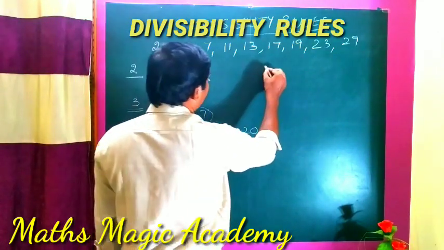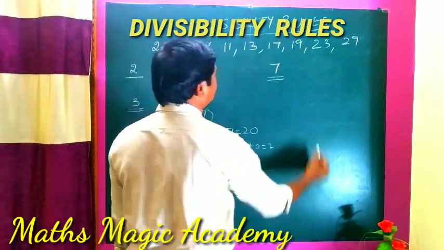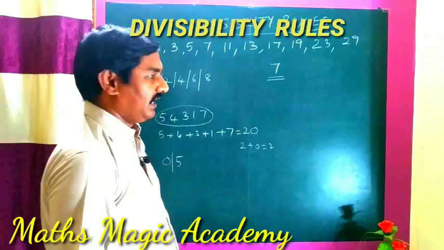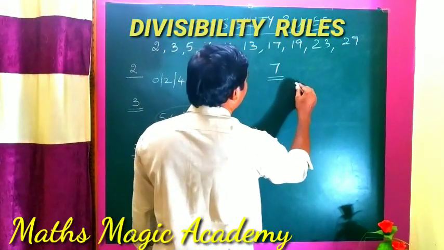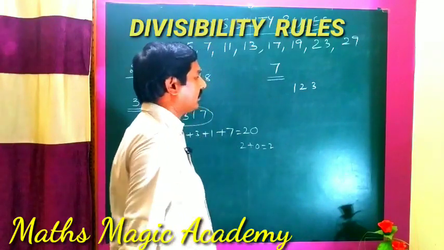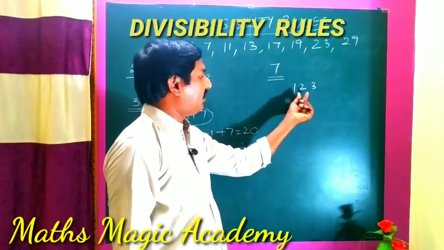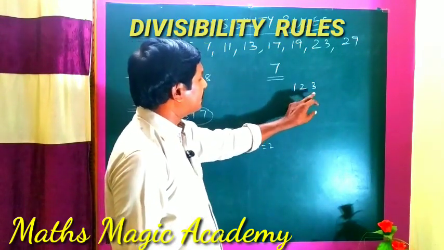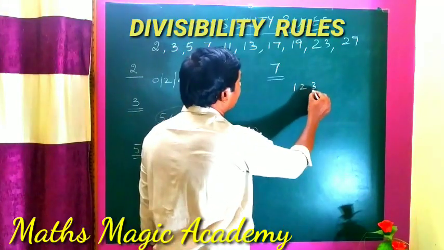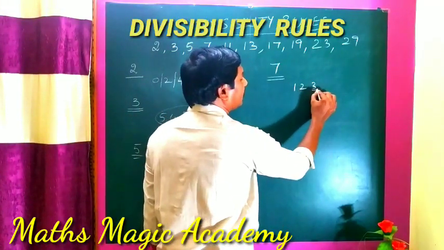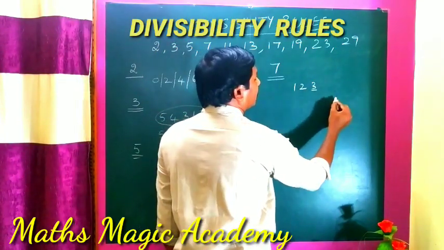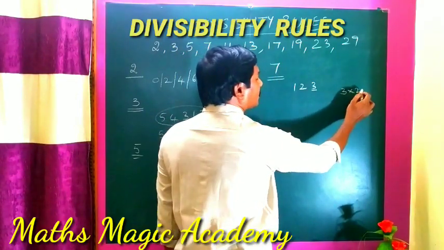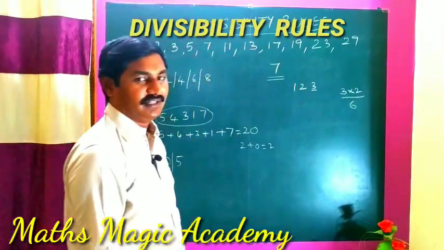And then, coming to the divisibility rule of 7. In this divisibility rule of 7, I will explain by taking a number. Suppose I am taking the number 123. We have to check whether the number is divisible by 7 or not. How to check? In this number, you have to take the last digit. What is the last digit here? 3. You have to double that number, that means multiply it by 2. What is 3 twos? 6.